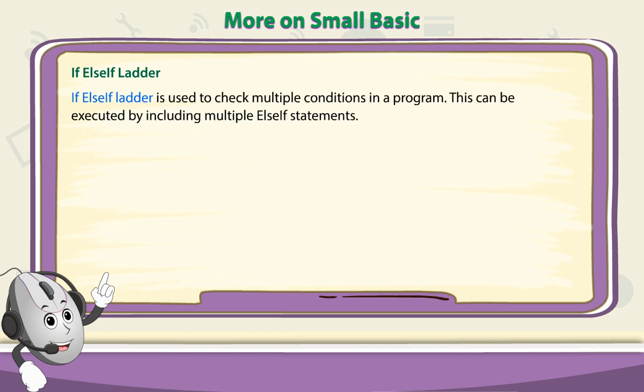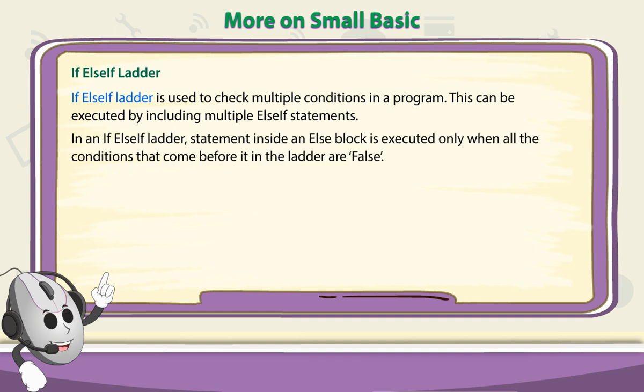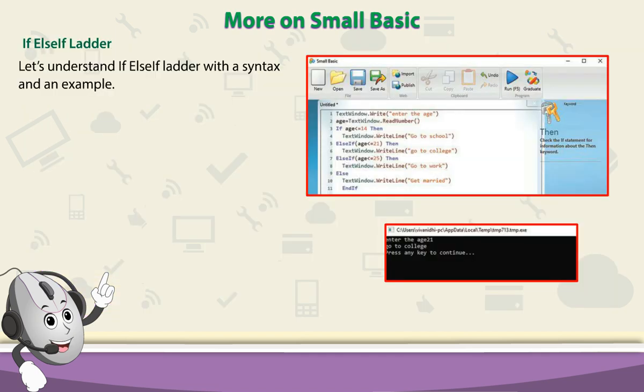If-else-if ladder. The if-else-if ladder is used to check multiple conditions in a program. This can be executed by including multiple else-if statements. In an if-else-if ladder, a statement inside an else block is executed only when all the conditions that come before it in the ladder are false. But at a time, only one condition can be executed.